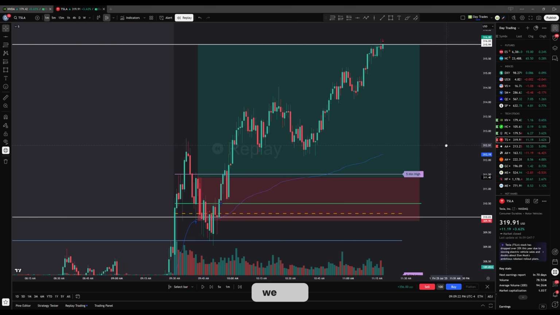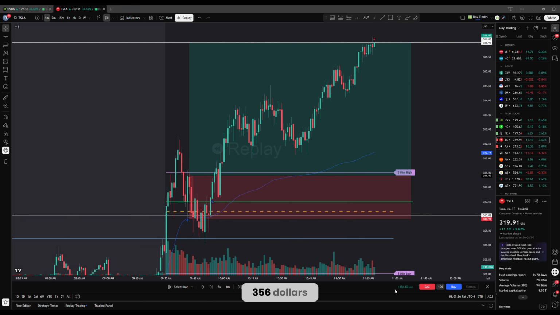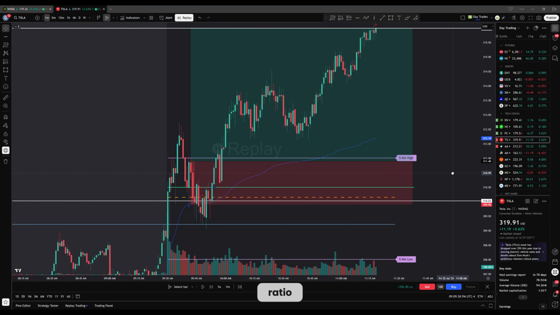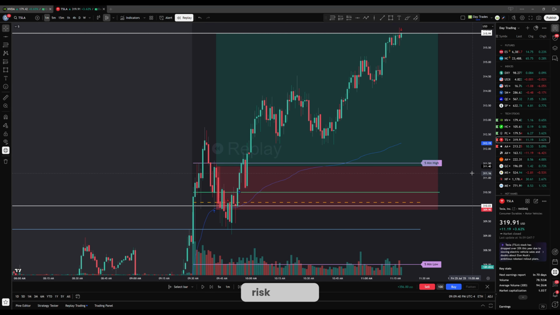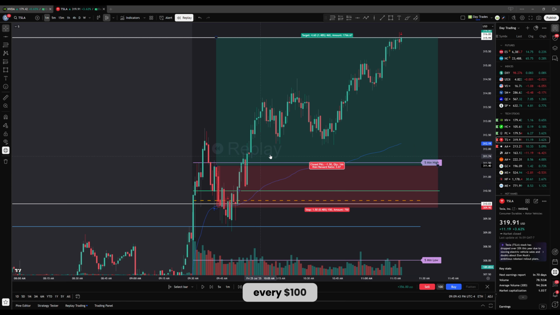As you guys can see, we just hit our final profit target here. We just closed for $356 in profit. Our first trade ended up being about a $150 loss, with our second trade being over a $450 gain. So as you guys can see, this is the power of having a high risk to reward ratio. For this example being a 3-to-1 risk to reward. So for every $100 we're risking, we're making $300 back.